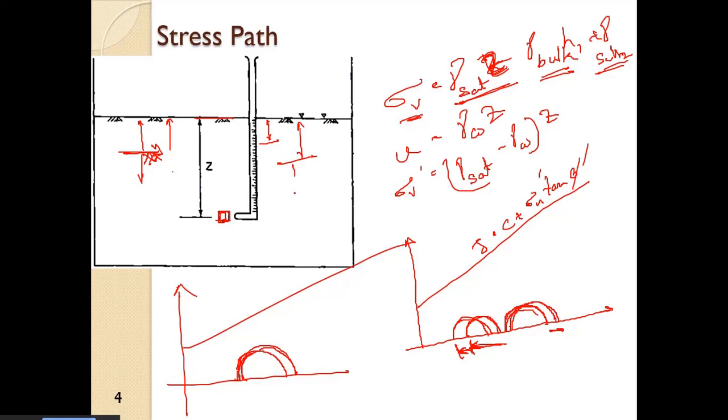But what about the effective stress? All right, the effective stress will now increase. So initially it was here, so it will now maybe move on to here. So there is an increase in the effective stress due to lowering of the groundwater table. So that is what is happening in this element. So that is the stress path due to change in pore water pressure due to rise and fall of the groundwater table.